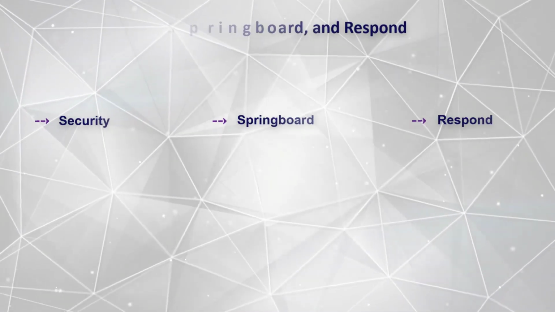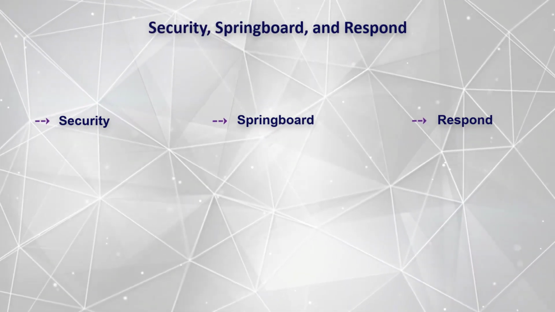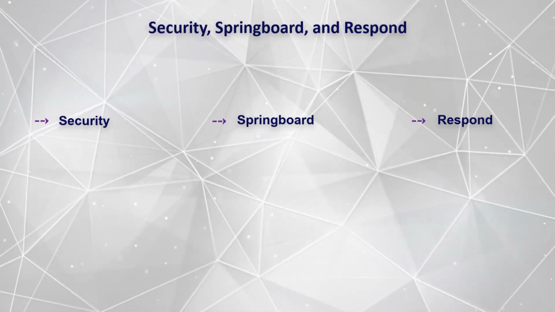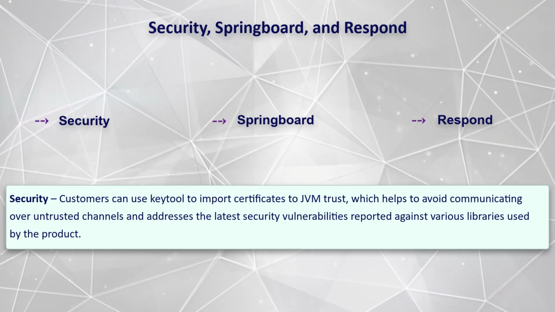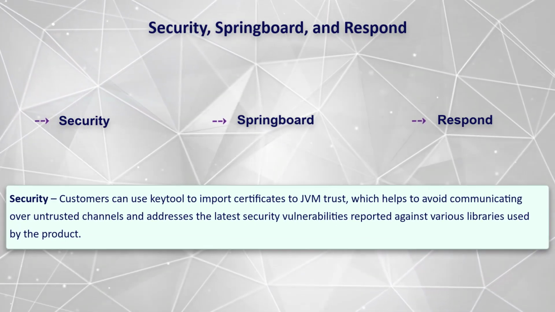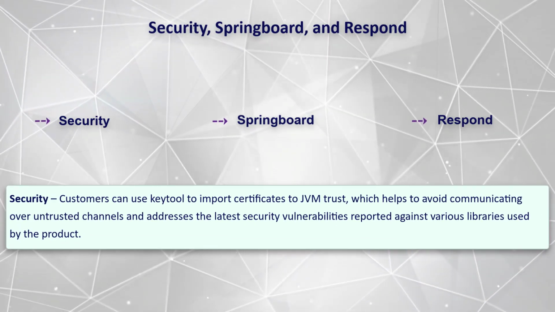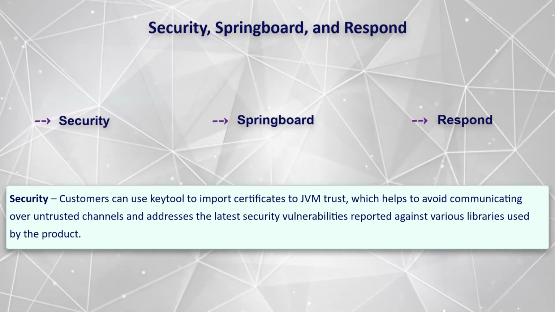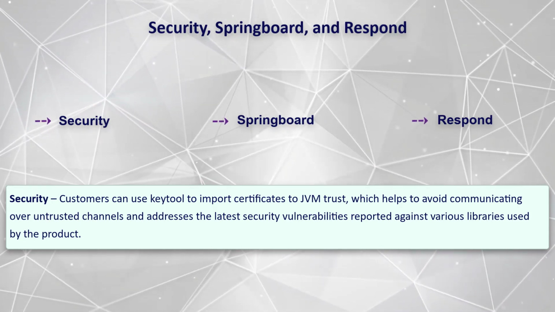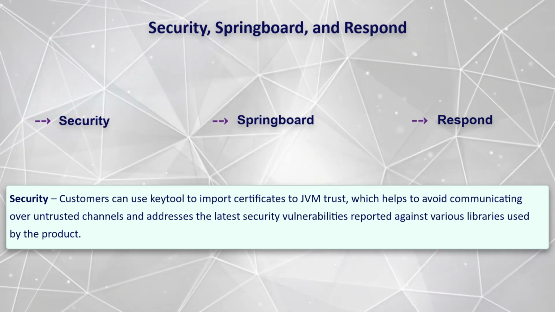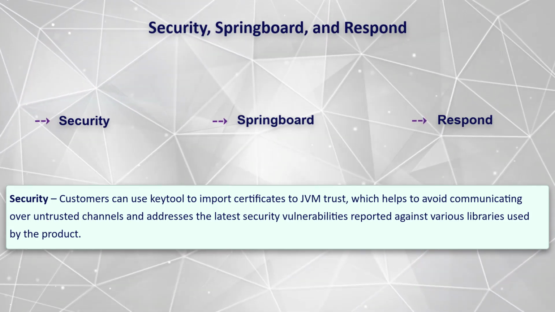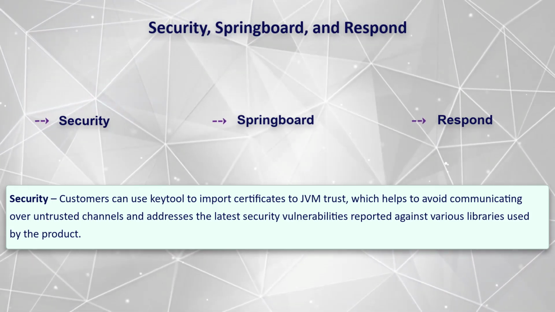And finally, let's look at the enhancements for security, Springboard, and Respond. Security. Customers can use KeyTool to import certificates to JVM Trust, which helps to avoid communicating over untrusted channels, and addresses the latest security vulnerabilities reported against various libraries used by the product.